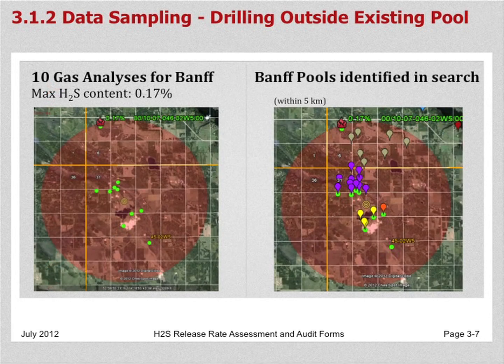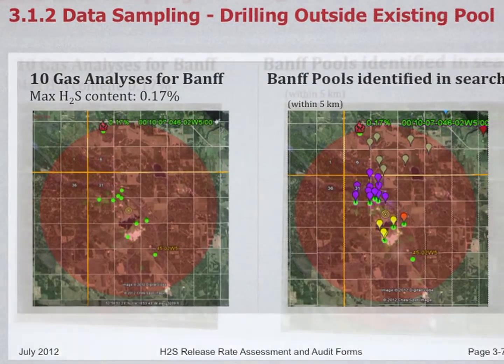So a different scenario from what we were talking about in Pekisko. Here we're looking at the Banff formation. We will give you the 10 chosen reference wells for H2S, and these are those 10 chosen wells. It just so happens that we touched on 4 different pools in the Banff: Banff A, Banff C, Banff M, and Banff I. So at this point, what are we going to do?